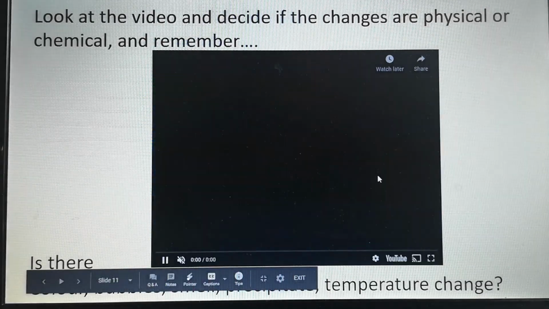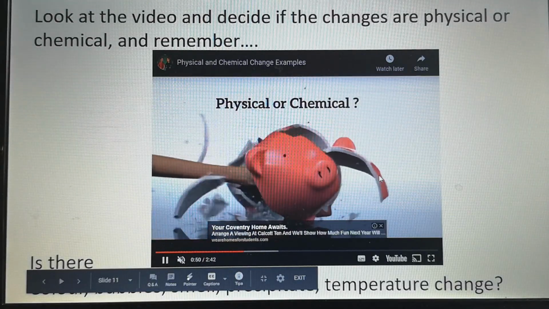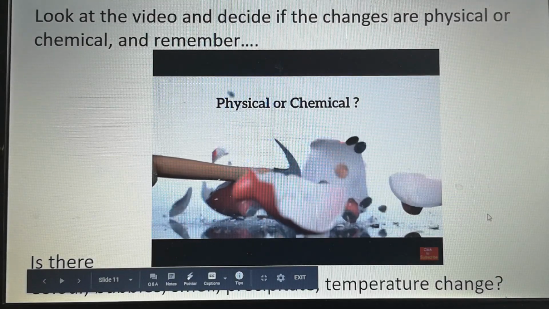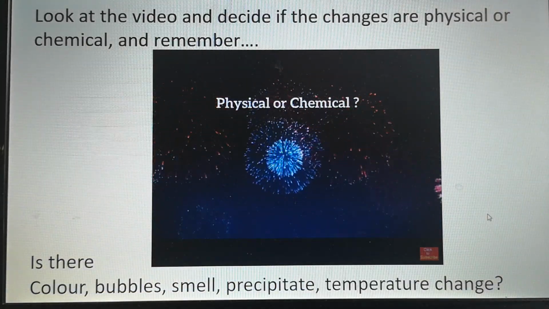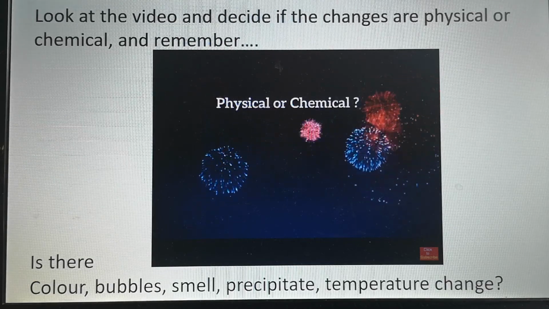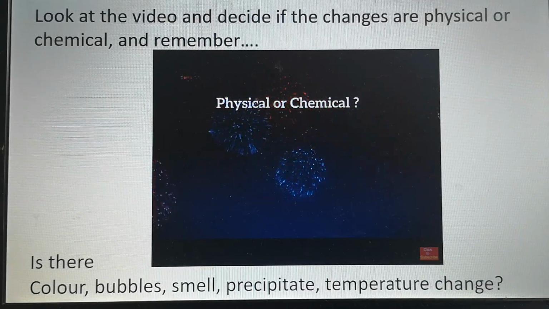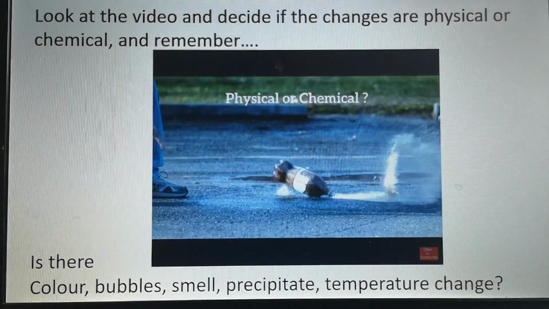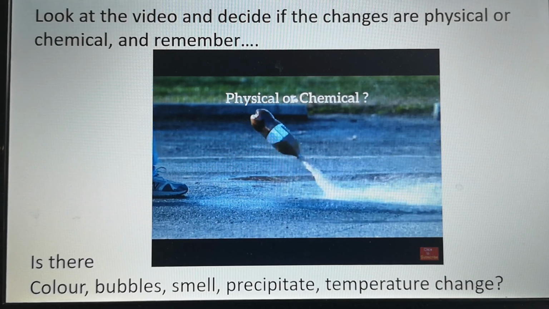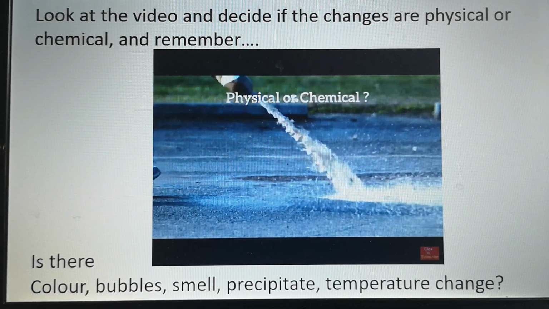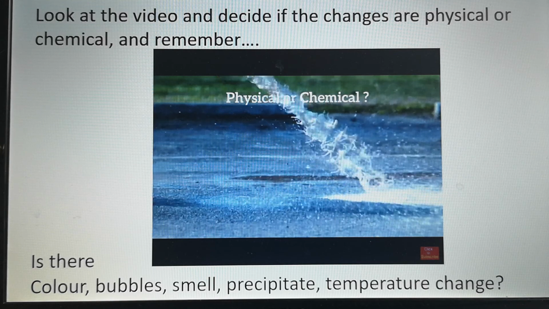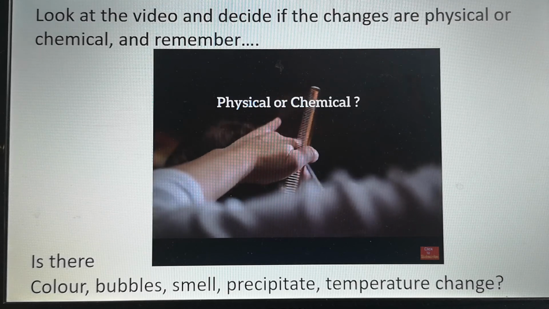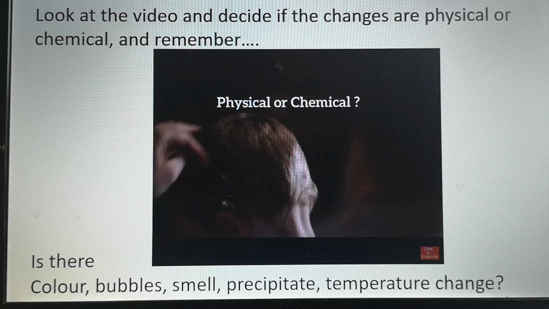Here we go. So, first one, breaking the piggy bank. Is that a physical change or a chemical reaction? Fireworks. Physical change or chemical reaction? Remember those clues. What are we looking for in a chemical reaction? What are we looking for in a physical change? Okay, Mentos and Coke. Is that a physical change or a chemical reaction that you're seeing there? It's a mess, I know that. Cutting somebody's hair, is that a physical change or a chemical reaction? What will happen in a few months?